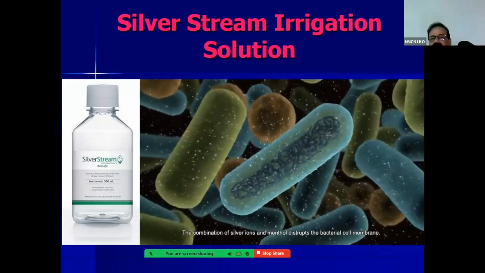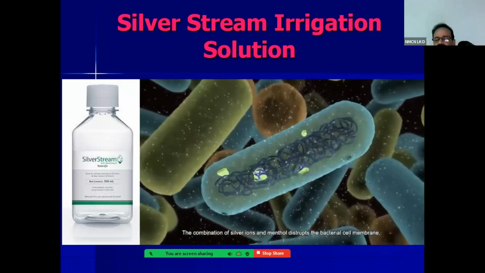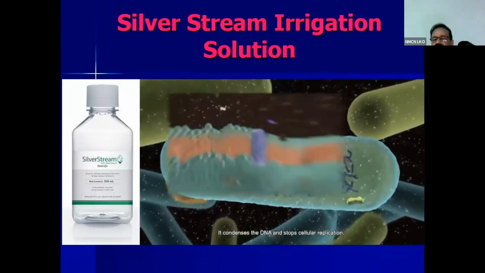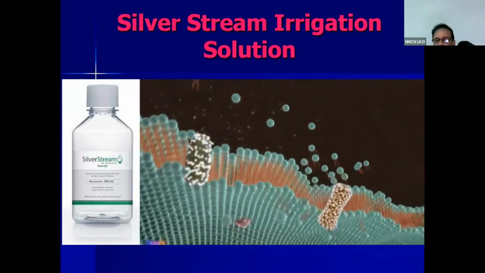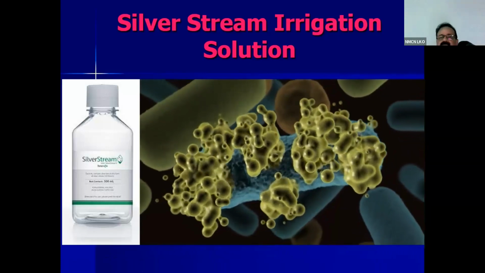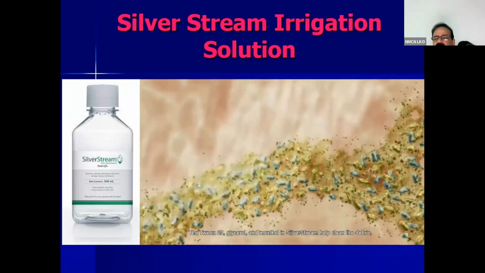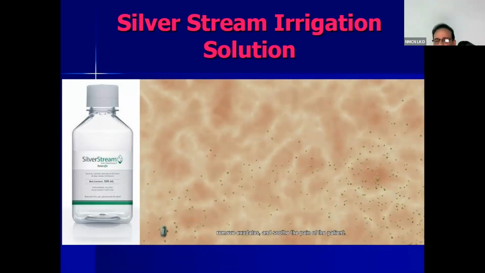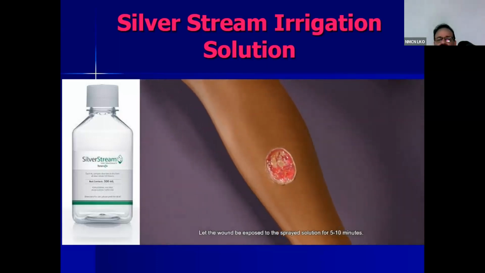The combination of silver ions and menthol disrupts the bacterial cell membrane. It condenses the DNA and stops cellular replication. The respiratory process is disrupted. And finally, it induces apoptosis. The Tween 20, glycerol and menthol in Silver Stream help clean the debris, remove exudates and soothe the pain of the patient. Let the wound be exposed to the sprayed solution for 5 to 10 minutes.